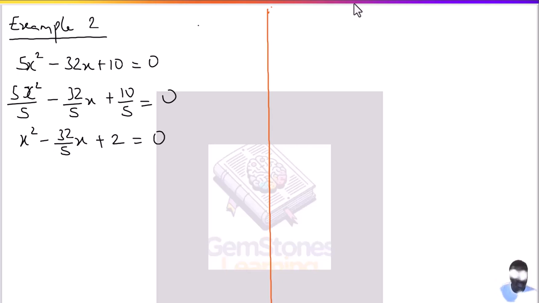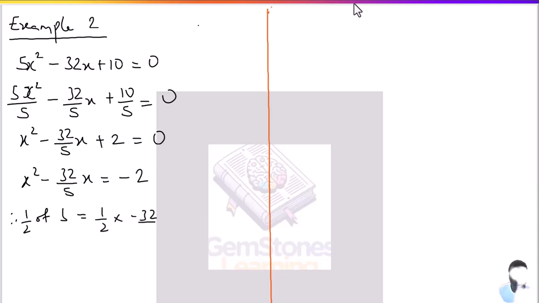So what will I do from here? Take 2 to the other side. That will make it x squared minus 32 over 5 x is equal to negative 2. Then what is half of your b? Your b is now minus 32 over 5. So therefore, half of b becomes 1 over 2 times negative 32 over 5, and that is equal to negative 16 over 5.